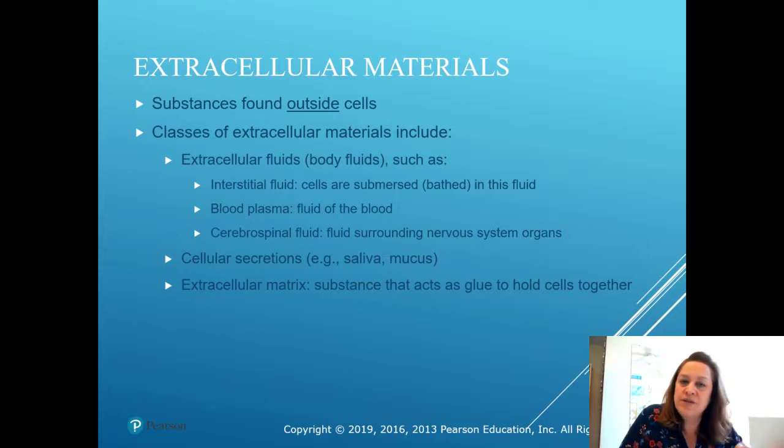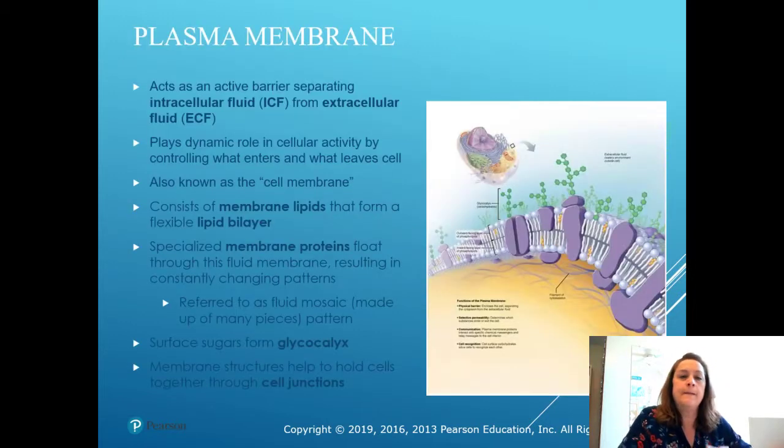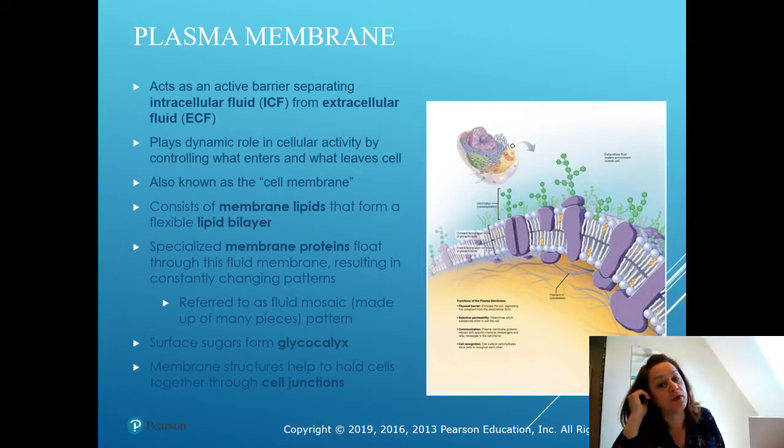Also remember that these are not just human anatomical structures. Extracellular materials are found in plants and animals and all sorts of other organisms. All right, so the plasma membrane. So you'll notice in the image on the right that you'll see a little square with an arrow, and it's showing you what sort of an expanded view of the plasma membrane would look like.